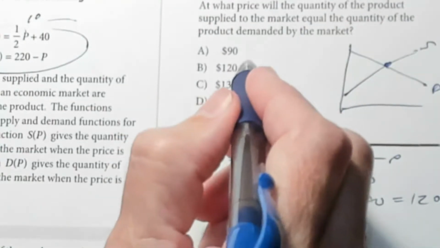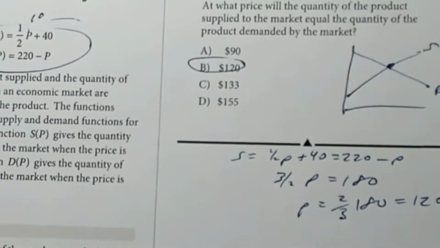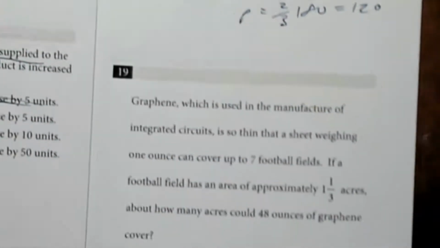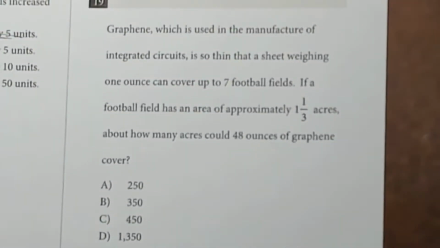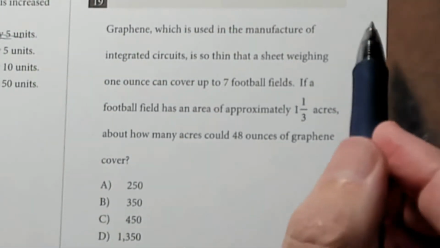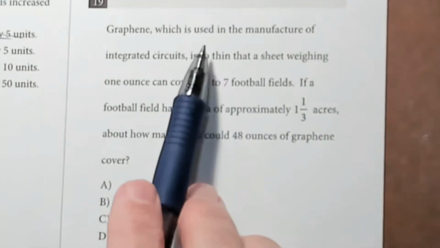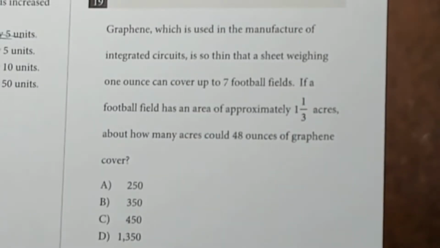So letter B. Is there a quicker way without doing all that? Possibly, but I doubt it. I think that's probably about the best way you could do that. Okay, number 19. Now this is a totally different problem, not related to the econ equation. Graphene. Oh, I'll let you try to do it yourself. You can pause now.